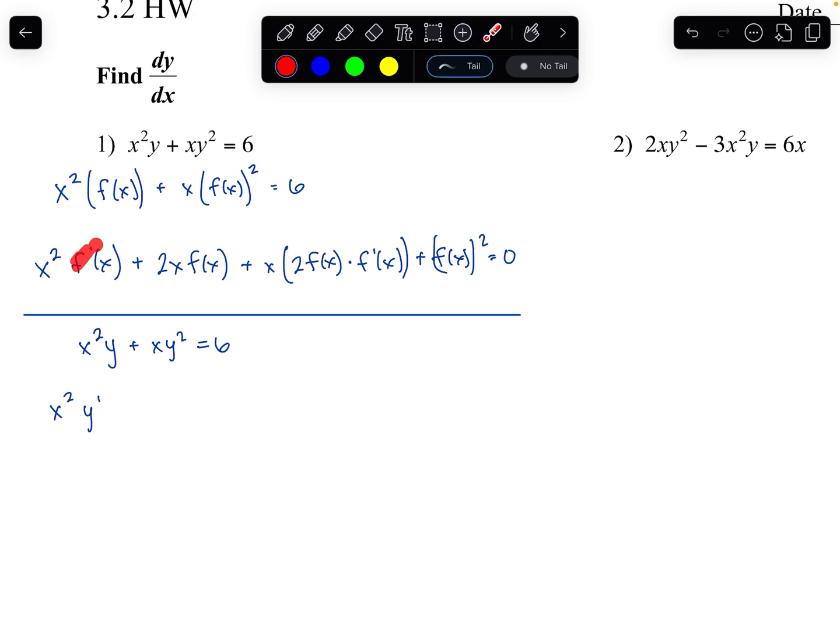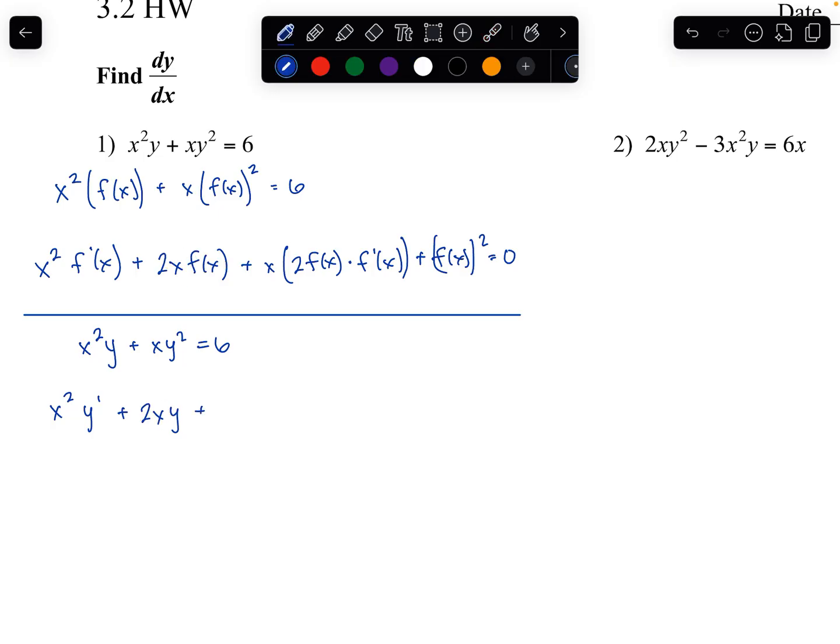No, it's y prime, because we're using y prime as a substitute for what the derivative would be if we knew what y was. Kind of like the same thing here, f of x and f prime. So the first times the derivative of the second plus the derivative of the first, which would be 2x times y. So you can see that we just end up with the same thing here.